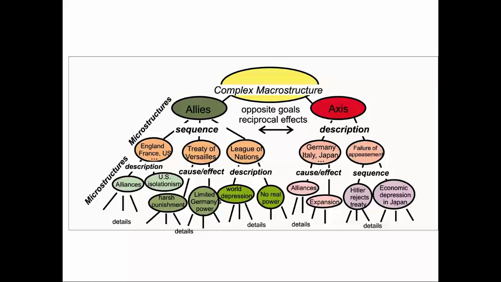So we've got the Allies versus the Axis, and this one was in a sequence. What happened? We had England and France and the United States that believed in harsh punishment. Then we had the Treaty of Versailles, and then we had the League of Nations, and that was the sequence. And over here we had the description of some of the things that happened. So anyway, opposite goals, reciprocal effects on each other, with all these different micro and macro structures.